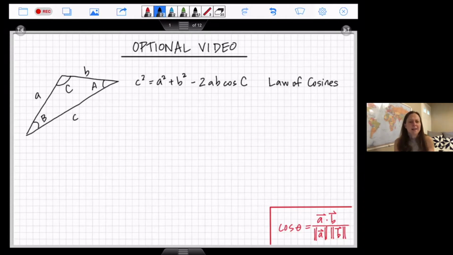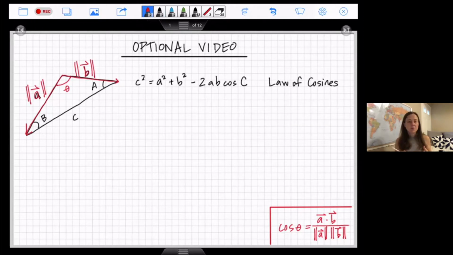So let's see what this has to do with vectors. Instead of sides A and B being just sides, I'm going to draw them as vectors. So let's say this is vector A and vector B, and I've drawn them tail to tail. So we're going to rewrite those as vectors. Those side lengths are going to be the magnitudes of A and B, so magnitude of A and magnitude of B. And then that angle C that's between them, that's our theta that we were talking about in section 10.3, the angle between them. So I'm going to erase C, and I'm going to call that angle theta.